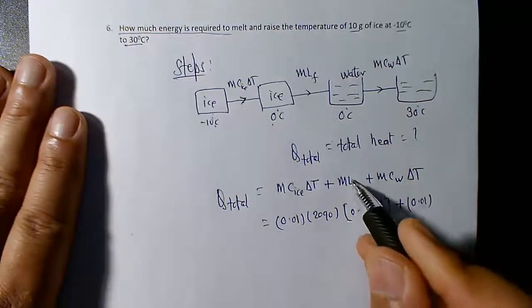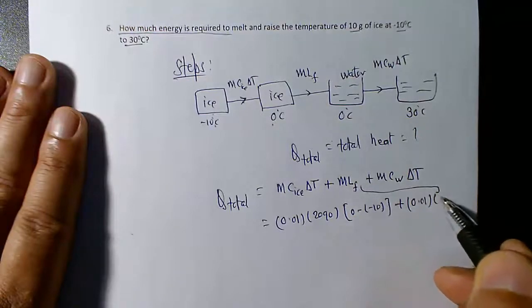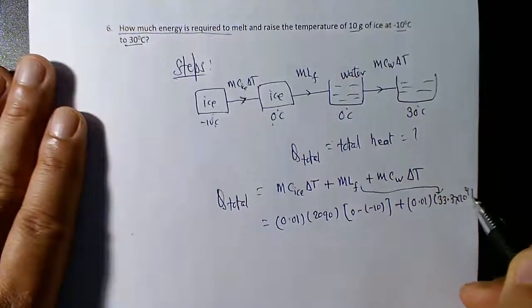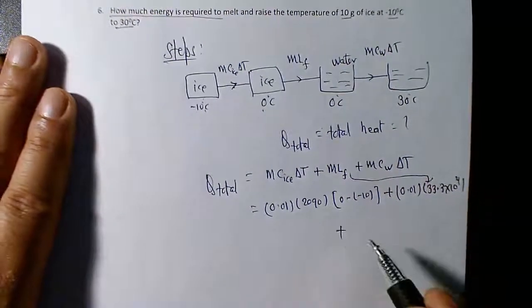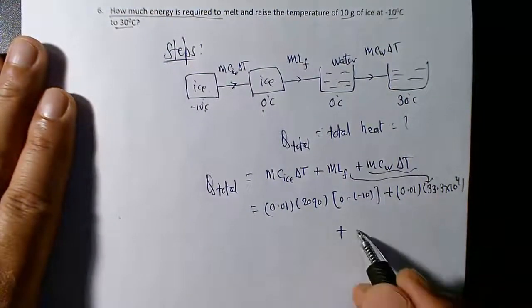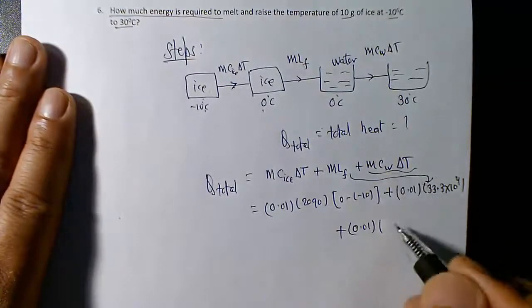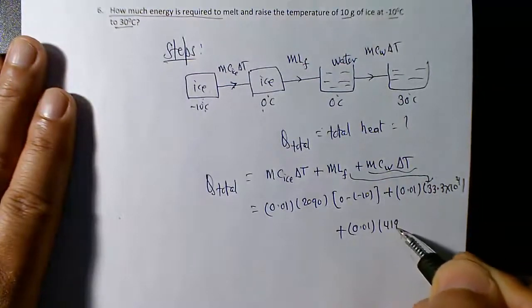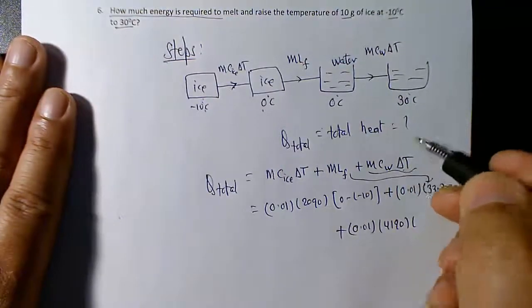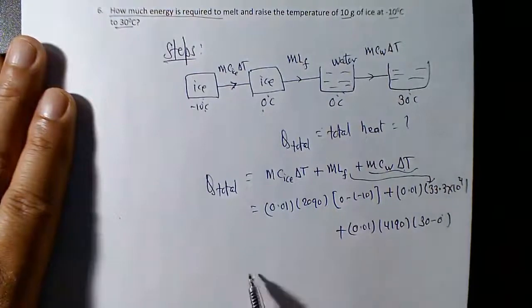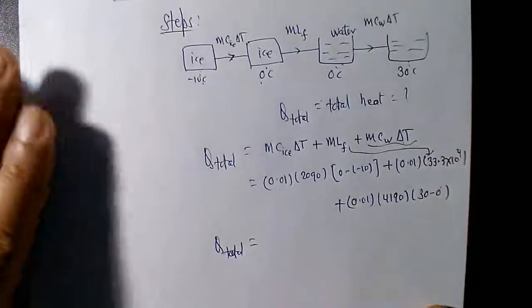Plus mass of 0.01, times L, the specific latent heat. This is 33.3 times 10 to the power 4 if you check the physical table. Plus the final one is 0.01, mass is same, times specific heat capacity of water, which is 4190. And temperature difference is final minus initial, so 30 minus 0. Okay, so that's the total heat required to do this job.